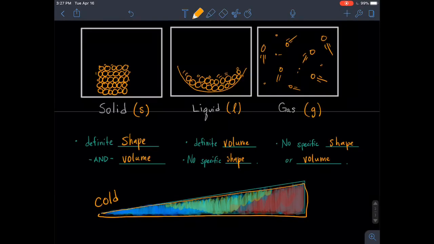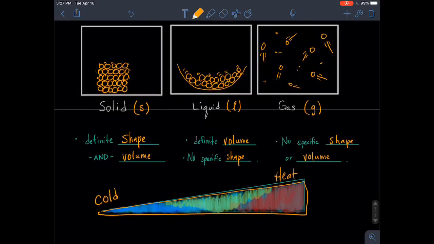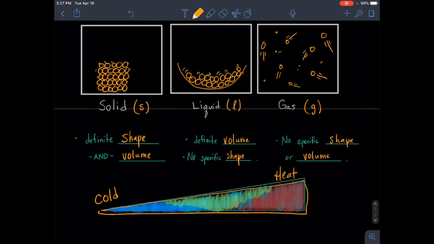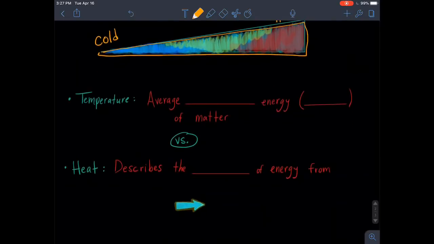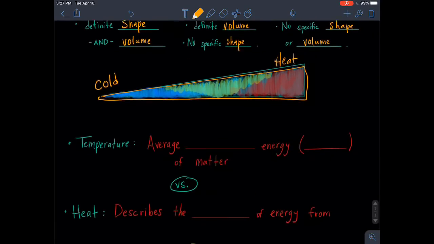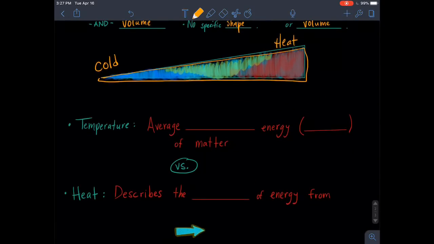If we want to create a gas from a solid, all we have to do is heat up that solid, and it will go from being in the solid state to the liquid to the gas state. There are some exceptions, but we'll talk about that here in a little while. So I'm talking about temperatures here. I'm talking about heat. So what is the difference between the two? Well, temperature is basically just the average kinetic energy.